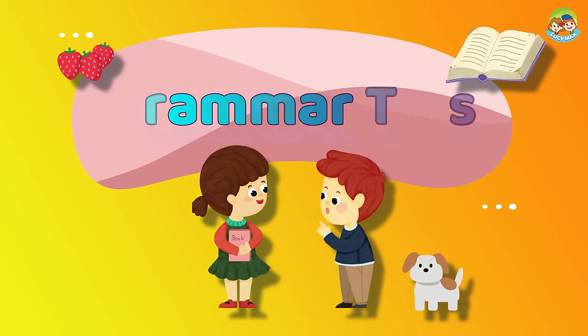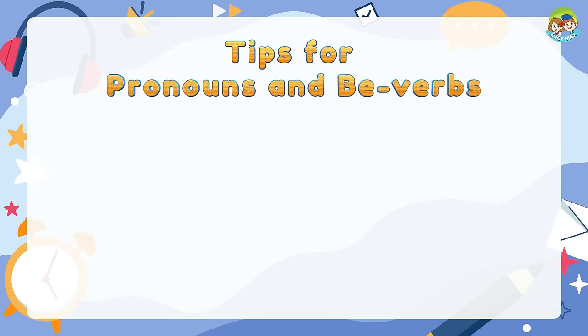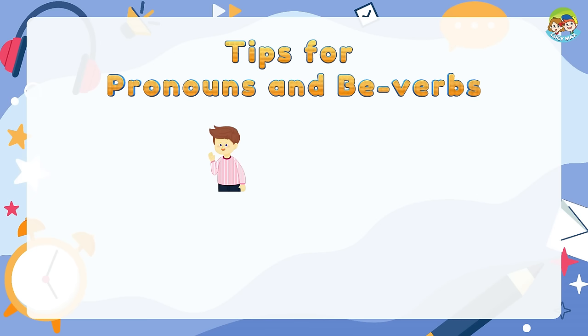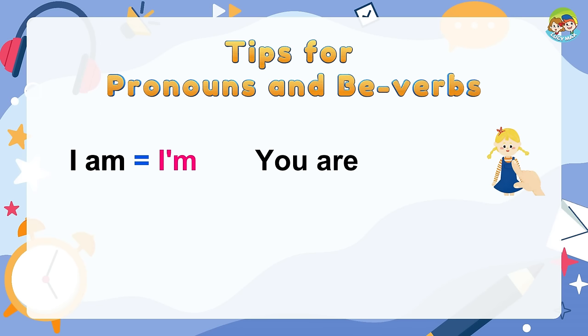Grammar tips. We will look at some tips for what you just listened to. Tips for pronouns and be verbs. Be verbs are used with different pronouns. The pronoun I is used with the be verb am. I am equals I'm. You is used with the be verb are. You are equals you're.